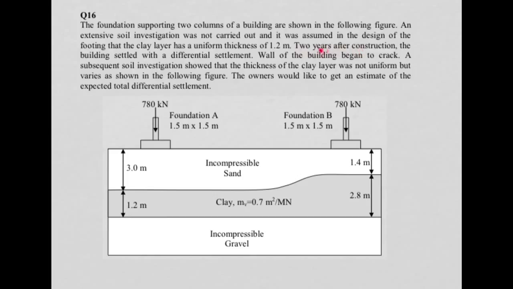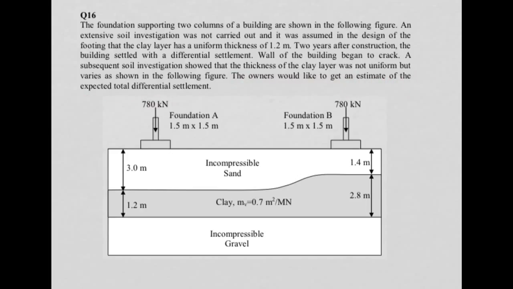Two years after construction, the building settled with a differential settlement. Okay, this is a big problem. The wall of the building began to crack. A subsequent soil investigation showed that the thickness of the clay layer was not uniform, but varies as shown in the following figures. Yes, here, footing B, we have 2.8 meters, while here we have 1.2 meters. The owner would like to get an estimate of the expected total differential settlement.